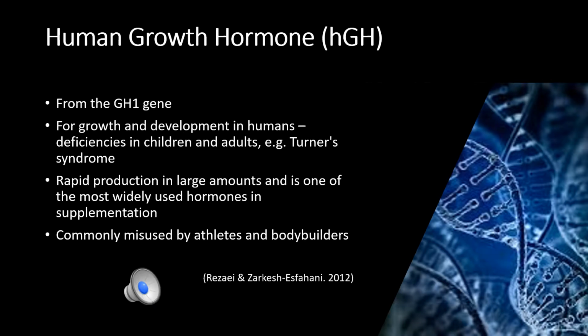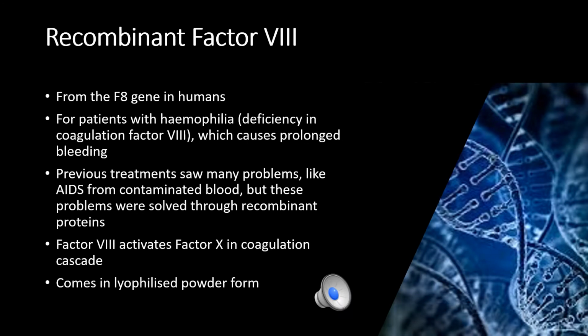The next example is human growth hormone. From the GH1 gene, the growth hormone is produced and was done so to help children and adults with growth and development deficiencies, such as Turner's syndrome. Its expression in E. coli allows rapid production in large quantities and is one of the most widely used hormones in supplementation. Unfortunately, it is commonly misused by athletes and bodybuilders to rapidly increase size and strength, and is mainly administered through injections.